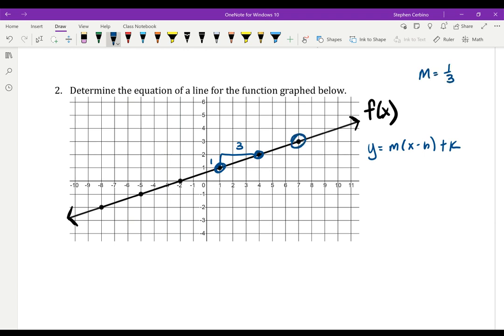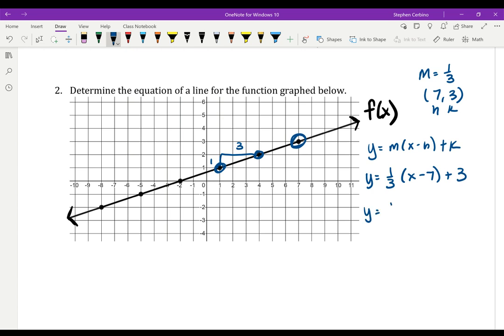And if I pick a random point on this graph, like (7, 3), I know the h is 7 and the k is 3. Now, did I have to use (7, 3)? No, I could have used any point on this graph. So if we plug in what we know, we have y equals 1/3 times x minus 7 plus 3.